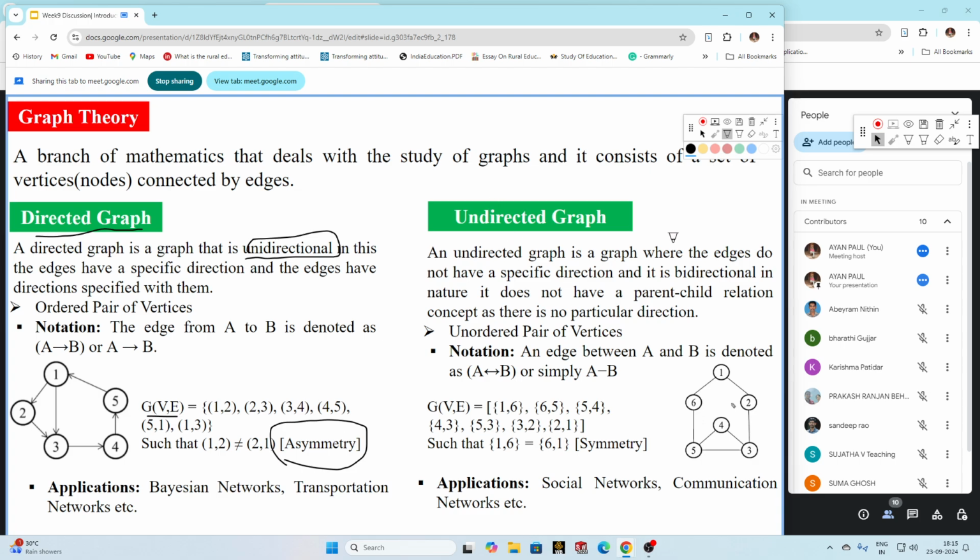Now about undirected graph. An undirected graph is a graph where the edges do not have a specific direction, and it is bidirectional in nature. It does not have a parent-child relationship concept, and there is no particular direction. Here also we have nodes and links or edges, or nodes or vertices, same thing. In graph theory, the graph consists of these vertices or nodes, and edges or links.